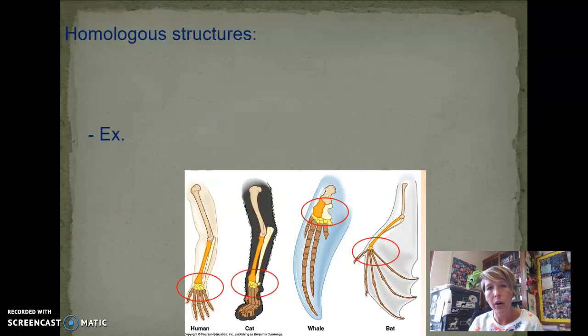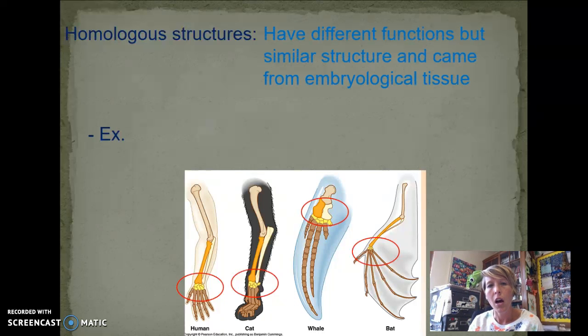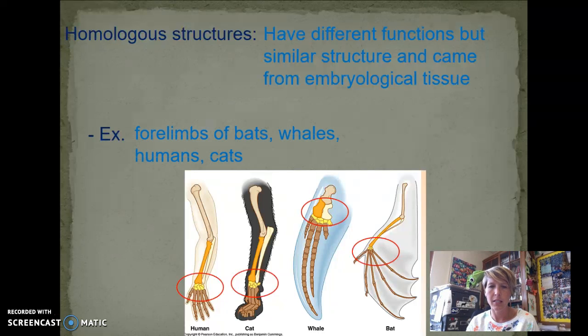We can look at what are called homologous structures. Homologous structures have different functions but similar structure, which means they probably came from the same embryological tissue. So what this means is that they look a heck of a lot different on the outside and have very different functions. For example, the human arm, the cat limb or leg, I guess, the whale flipper, and the bat wing. These are homologous.